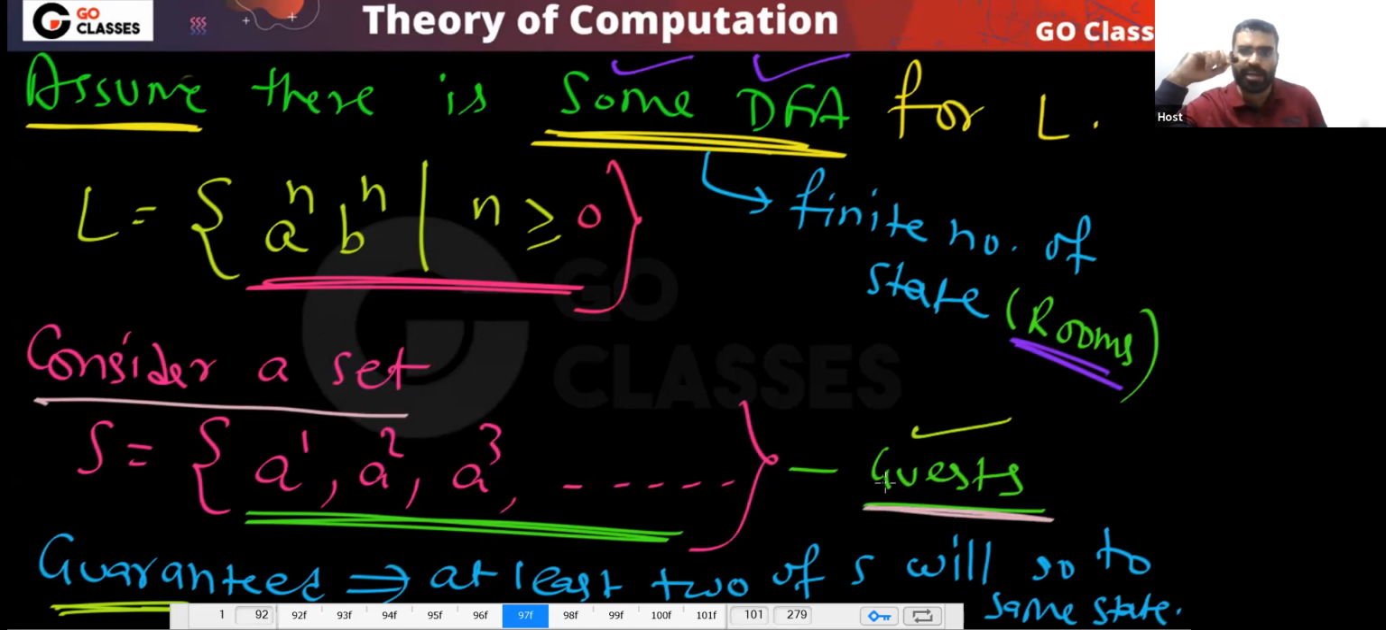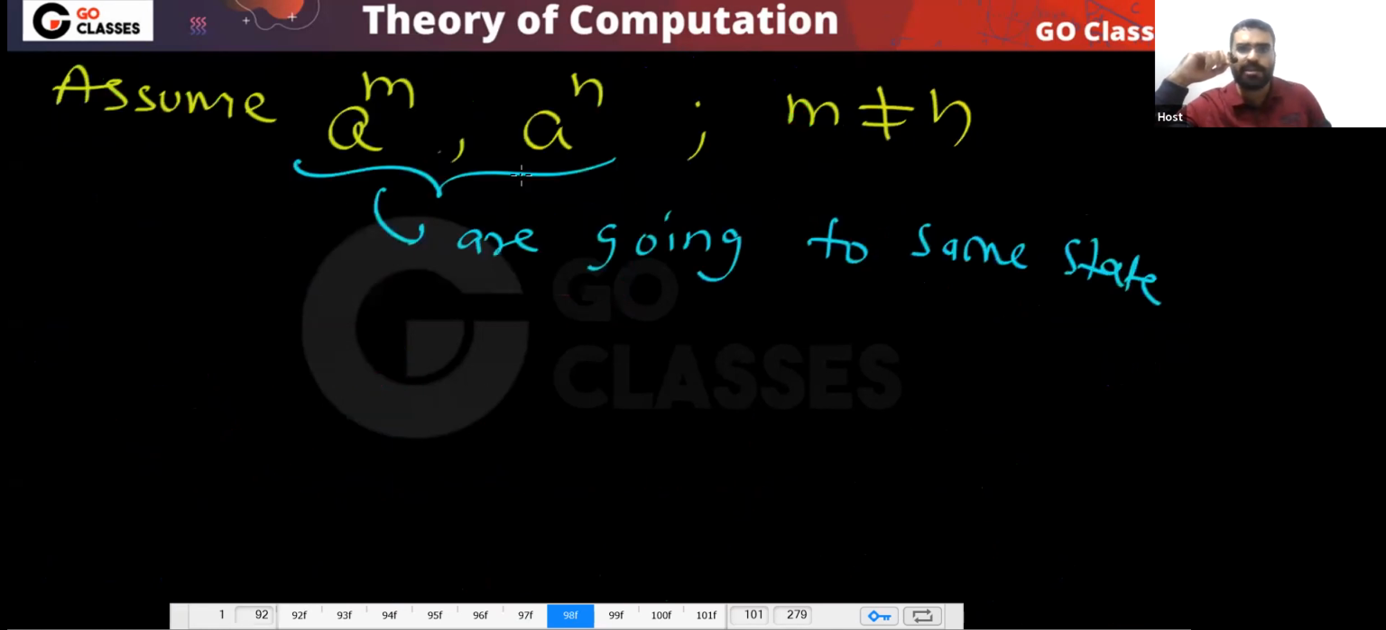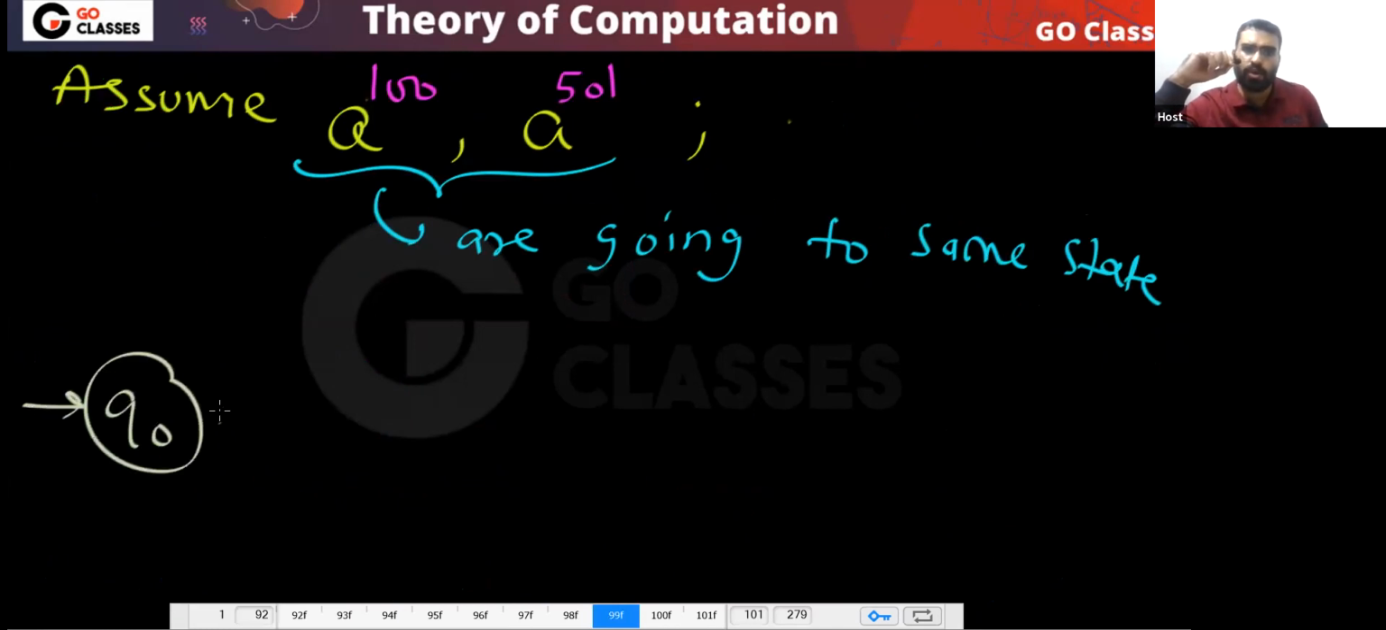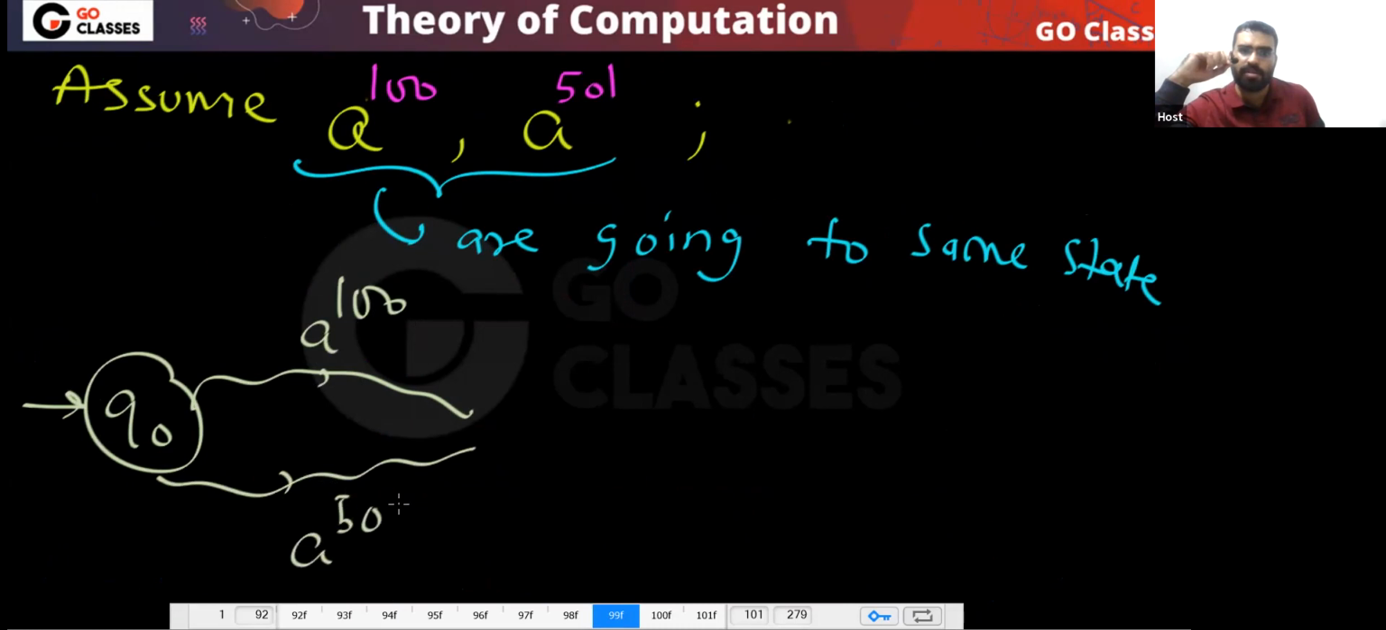Now, because there are infinite guests and a finite number of rooms, I can guarantee that at least 2 guests will go to the same state. Let's assume these are the 2 guests, and from the initial state they are going to the same state.